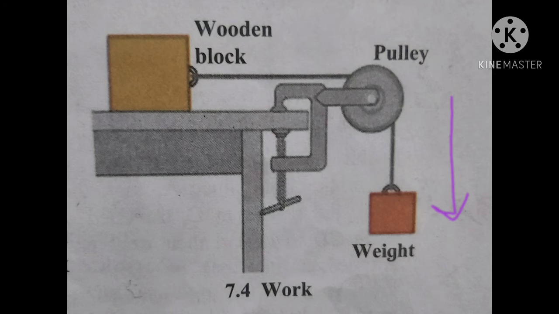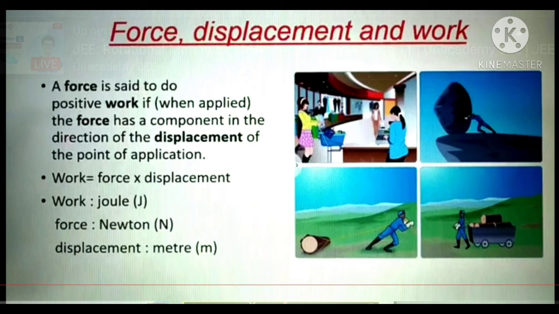If the block moves forward, we can say that it has been displaced. Due to the displacement, we say that the force has done some work. Can we measure this work? We know that work done depends on the force and the displacement. There is one formula to find out the work done. We can calculate the work by using this formula. Work is equal to force into displacement.